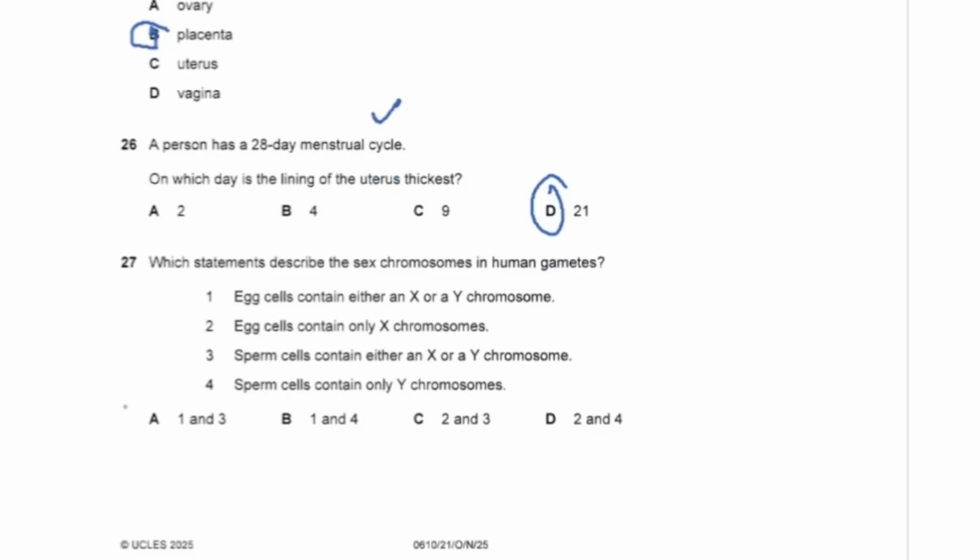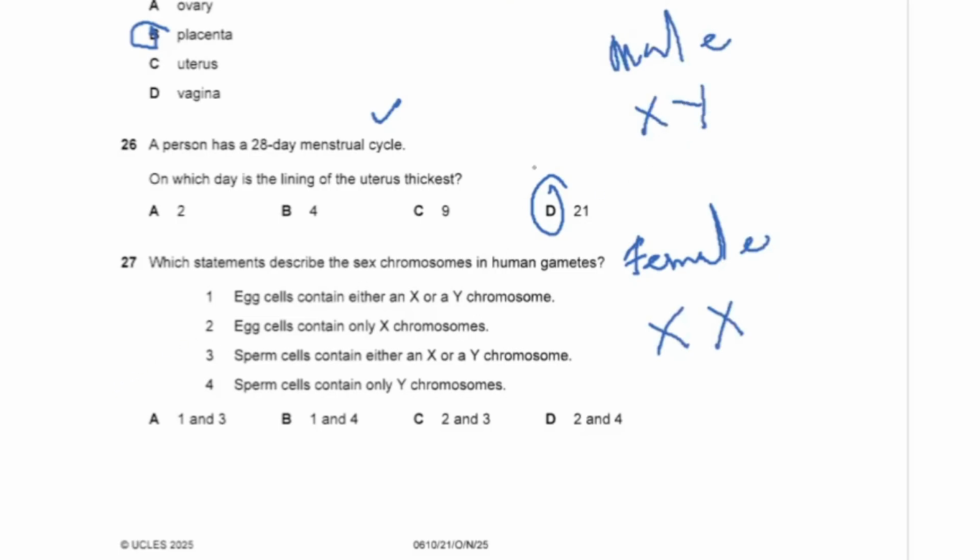Now, every human gamete contains 2 types of sex chromosomes. The sex chromosome is the 21st pair, and for every female, every female has 2 X chromosomes, so she'll be XX, and every male has an X chromosome and a Y chromosome. So let's check out the one that's correct.